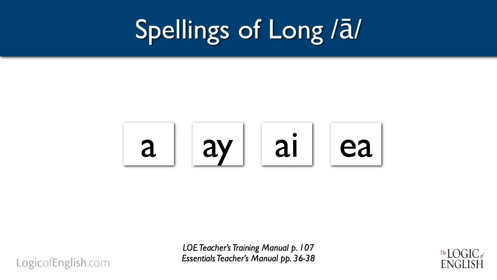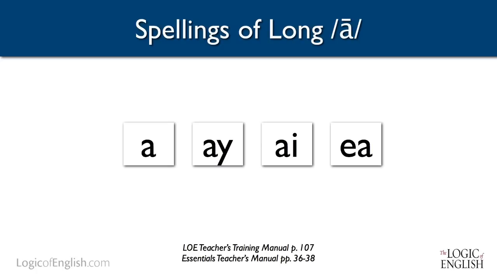Okay, so the 4 spellings of the long A sound that we've learned so far are shown on the screen here. We have a single letter A. We have 2-letter A that you may use at the end of English words, 2-letter A that you may not use at the end of English words, and then we have E-A. There's a place for you to write these in your teacher training manual on page 107.